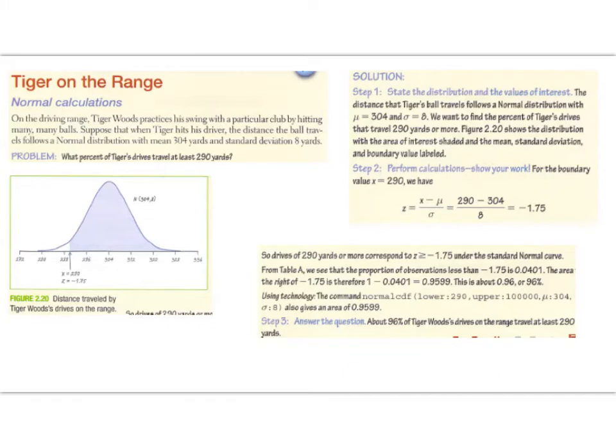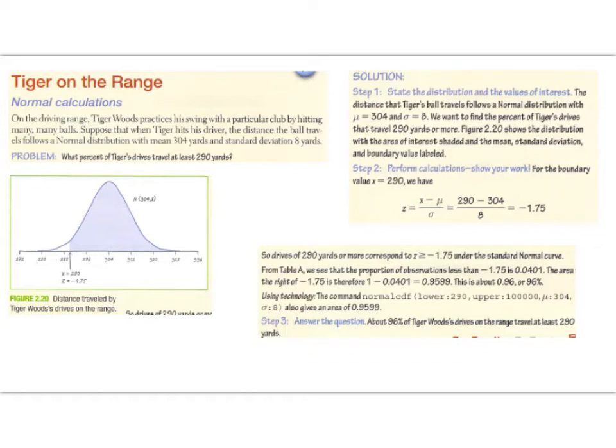I went ahead and put the whole solution out there so that you could follow along and see what they mean by getting all of that information out there. So this question here is about Tiger Woods and golf, and it wants to know what percent of Tiger's drives travel at least 290 yards. So basically it wants to know which ones are bigger than 290 yards.